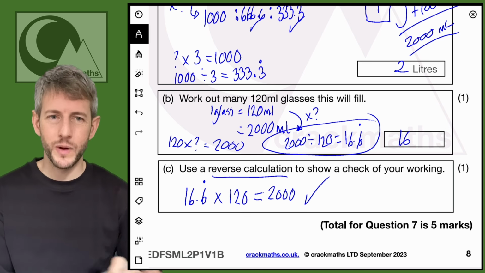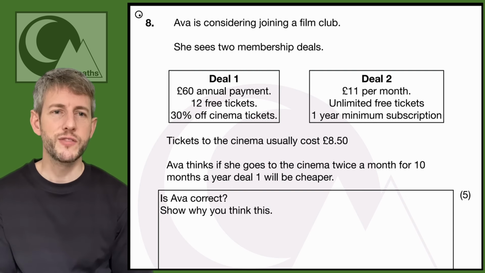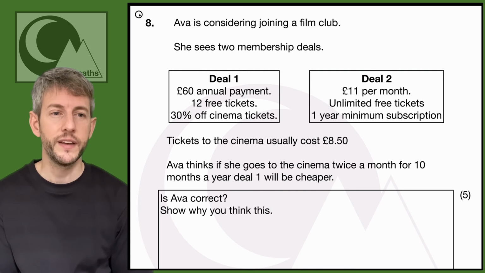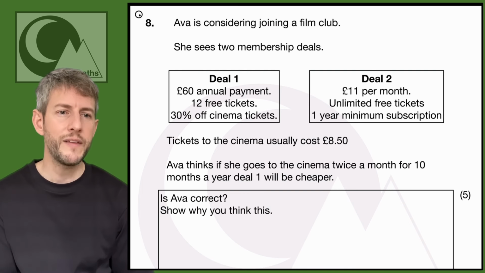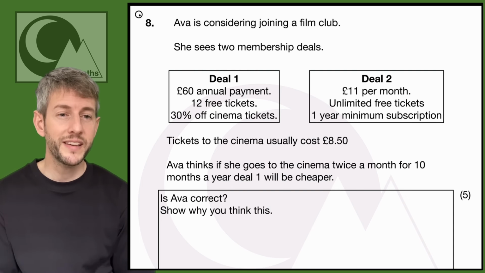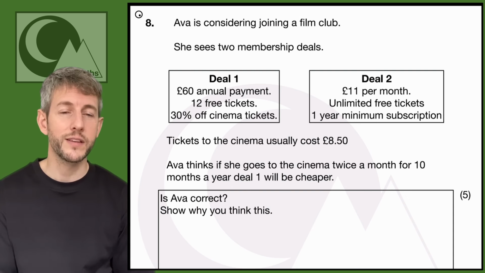Right, let's look at the next question. So here we go, we've got question 8, and question 8 says, Ava is considering joining a film club. She sees 2 membership deals. Deal 1, which is £60 annual payment, 12 free tickets, and 30% off cinema tickets. Or deal 2, which is £11 per month, unlimited free tickets, 1 year minimum subscription. Tickets to the cinema usually cost £8.50. Ava thinks if she goes to the cinema twice a month for 10 months a year, deal 1 will be cheaper. Is Ava correct? Show why you think this.